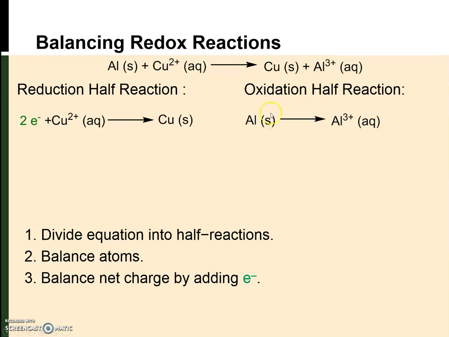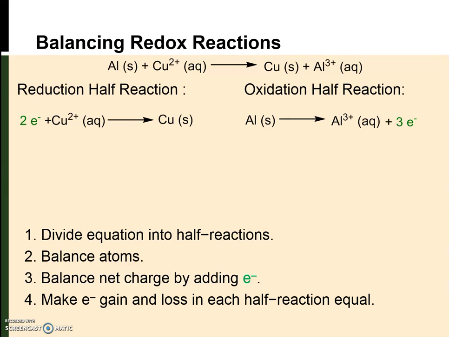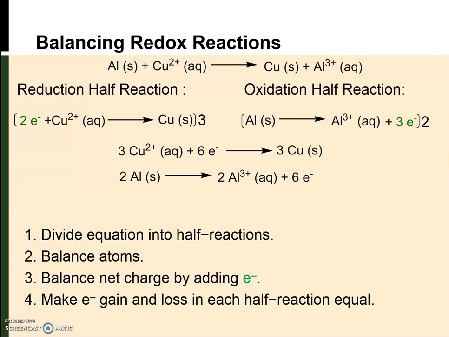In the oxidation half reaction, we have neutral aluminum in reactants and aluminum 3+ in the products. So in order to balance the charges here, we'd need to add 3 electrons to the products. Now we want to make the number of electrons gained in the reduction half reaction equal to the number of electrons lost in the oxidation half reaction. We're going to do this by multiplying each of the equations by some coefficient. In this case, if we multiply the reduction half reaction by 3, that will give us 6 electrons total being transferred. And if we multiply the oxidation half reaction by 2, that will also give us 6 electrons transferred.